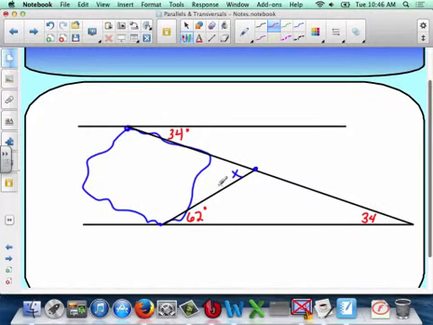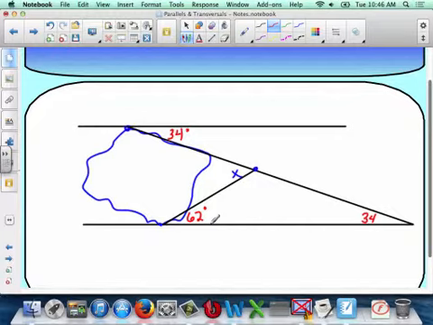What shape did I just create down here at the bottom? What do you guys know about the angles of the triangle? Add to 180. So instead of solving for x directly, if I could solve for this missing angle here at the top of the triangle, how does the x relate to that angle? That equals 180.